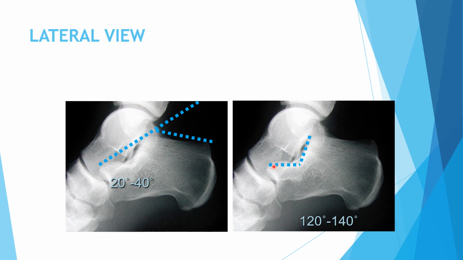The angle of Gissane is between the anterior and middle facet and the posterior facet. This is where the talus, with the axial load, will go inside and cause the start of the fracture. This is what receives the lateral process of the talus. This angle is about 120 to 140. So the Bowler angle is 20 to 40, and the Gissane angle is 120 to 140.